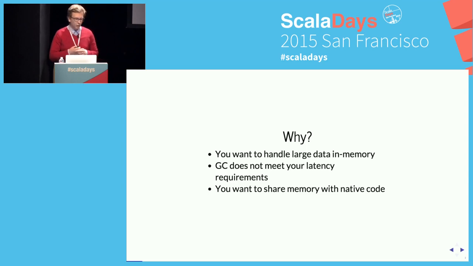And one of the other reasons, which is not often brought up, is that off-heap memory can also be used for interop with native code. So if you share the same memory that native code can see, you can just reuse the memory across the JVM and native code.